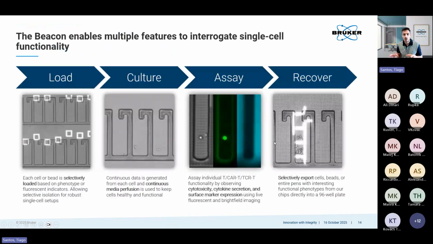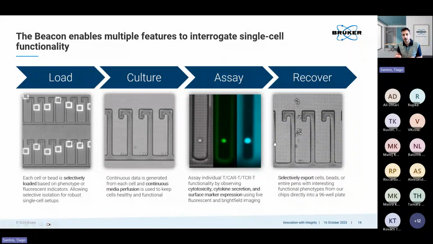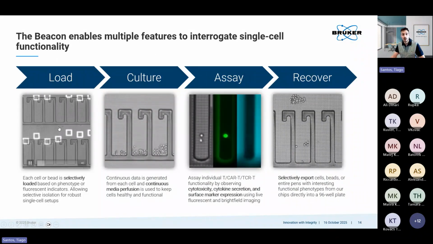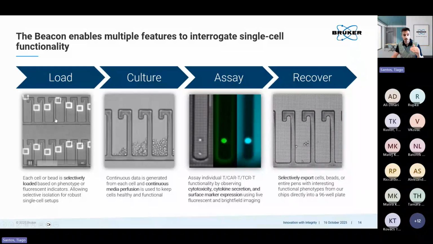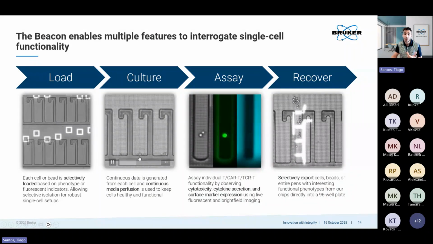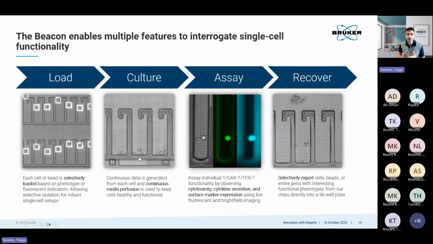And so in terms of the workflows that I will talk about next, they mostly go for these 4 different sections. First, this ability that you have to select the cells that you want, live single cells, and load them in each of these nanopens. Then you can culture them.